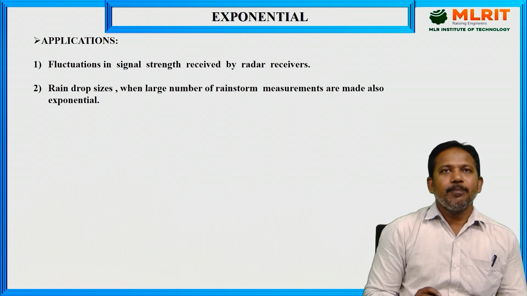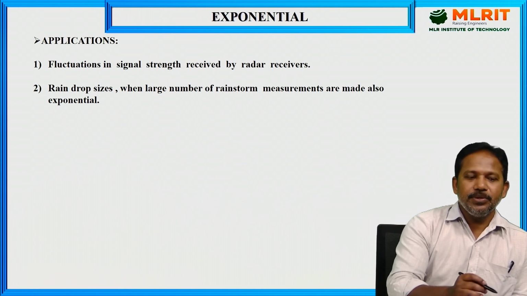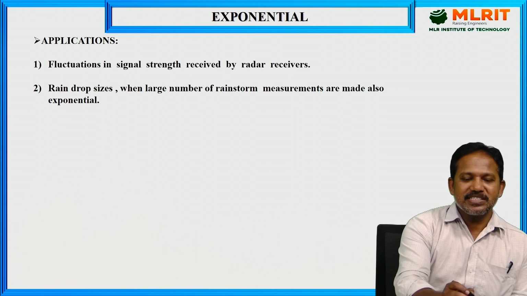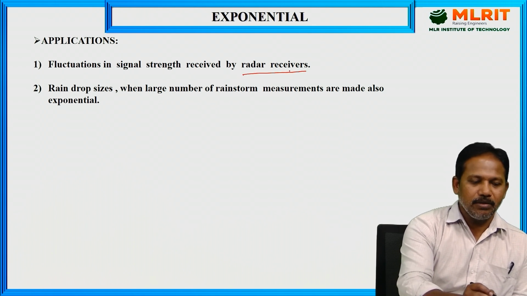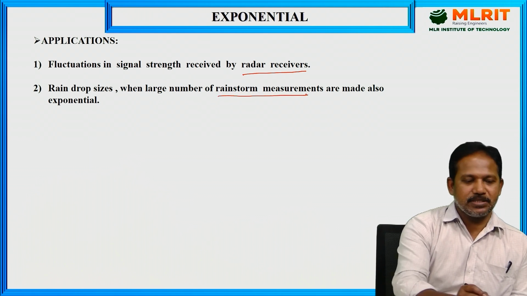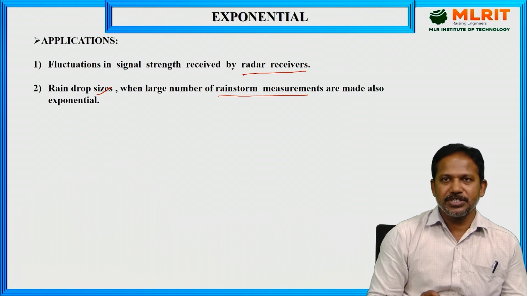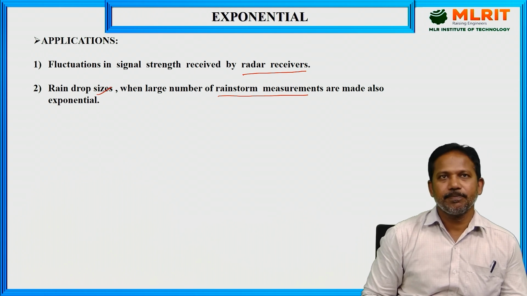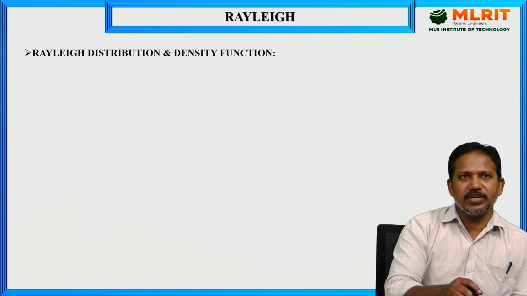Next, what are the applications of the exponential function? Generally, it is used for the fluctuation of signal strength received by certain types of radar receivers, and for rainstorm measurements and raindrop size measurements. We are using this type of exponential distribution and density function. Next, we are moving to the Rayleigh distribution and density function.